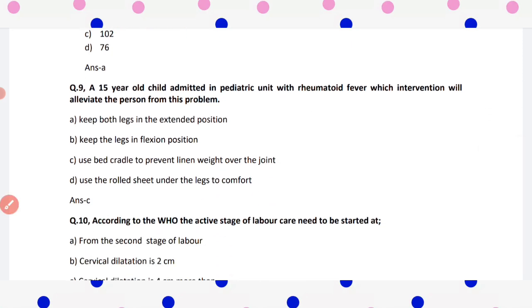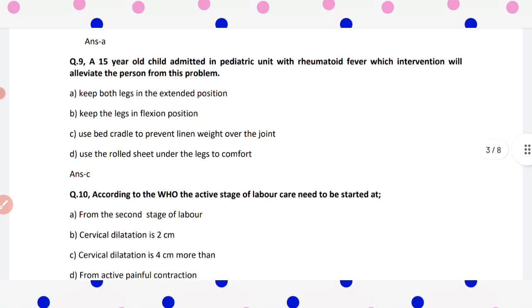A 15-year-old child is admitted in the pediatric unit with rheumatic fever. Which intervention will alleviate the problem? Keep both legs in the extended position. Keep the legs in the flexion position. Use a bed cradle to prevent leaning weight over the joint. Use a rolled sheet under the legs to provide comfort.